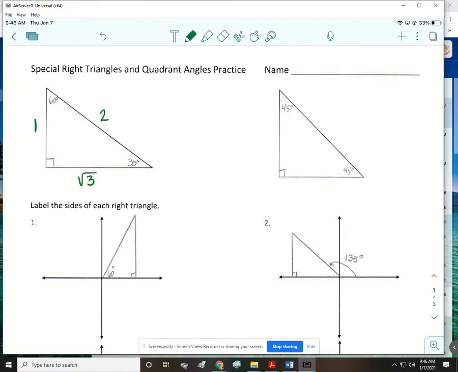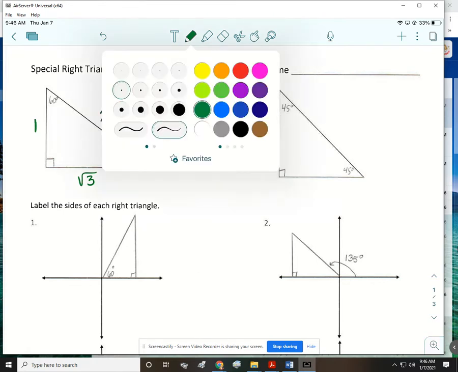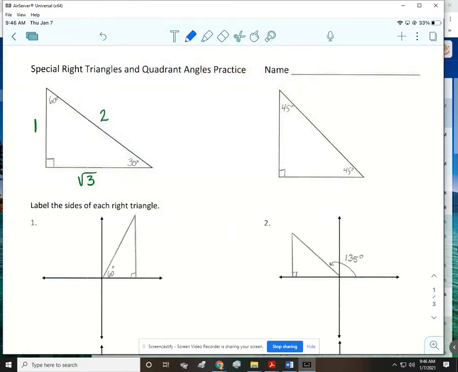And then the 45, 45, 90 triangles are a little easier. There's a little less to remember because both of the angles are 45. The sides opposite of those should be equal, so they're both going to be 1. And then the hypotenuse is going to be the square root of 2.